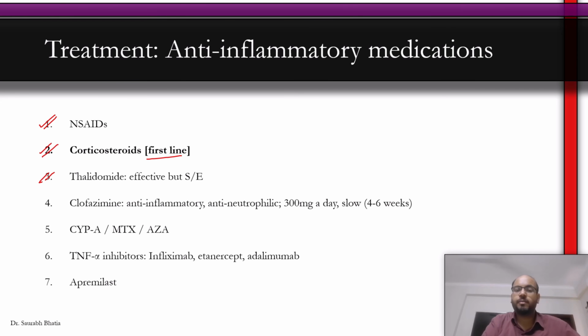Thalidomide is an effective treatment, but has a lot of side effects like DVT and neuronal issues. So you need to keep that in mind. We have a separate video discussing thalidomide. You can find it in the Leprology playlist on the channel.